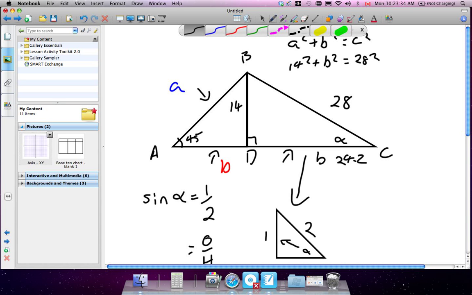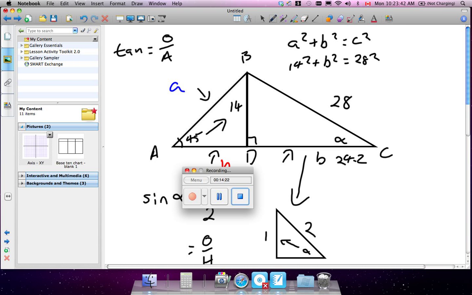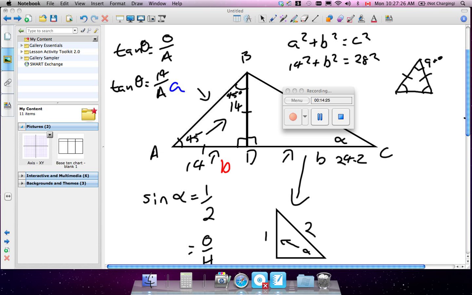So let's say we want to solve for B, we would use our tangent ratio. Tangent is opposite over adjacent. What if you only had one of those? Okay, wait. Because this side was 14, and we know these two angles are 45, we know that this side has to be 14. And on top of it here, I'm going to redraw the special triangle down there in a second.